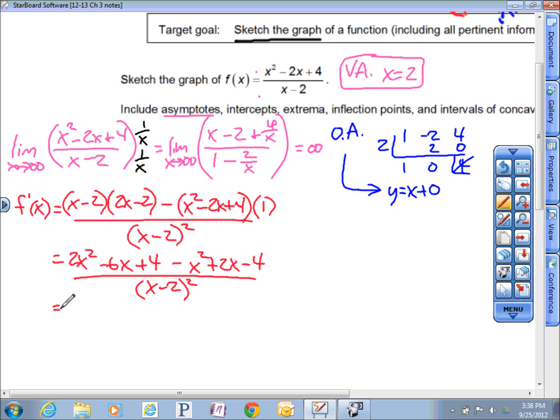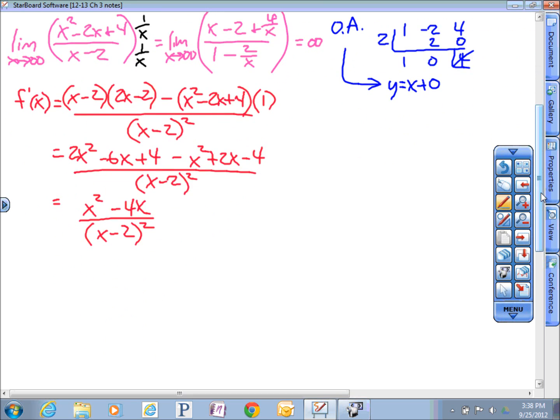Clean it up. It looks like we have an x squared, minus 6x plus 2x is minus 4x. And it looks like those 4's cancel each other out, over my x minus 2 quantity squared. What I think I'm going to do then is go one step further here and say x times quantity x minus 4, over x minus 2 quantity squared.